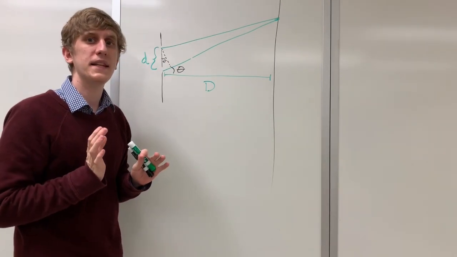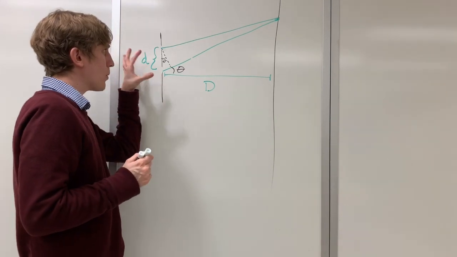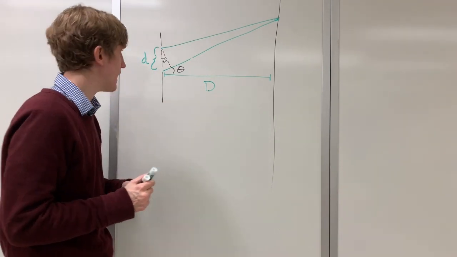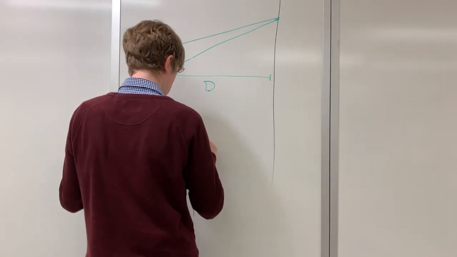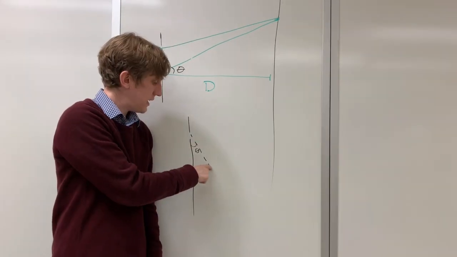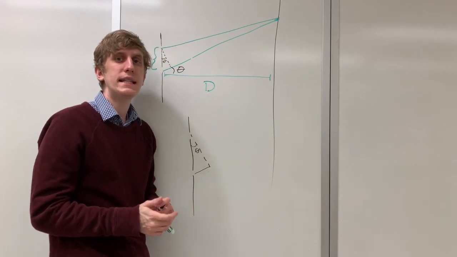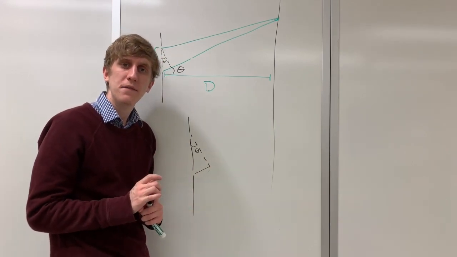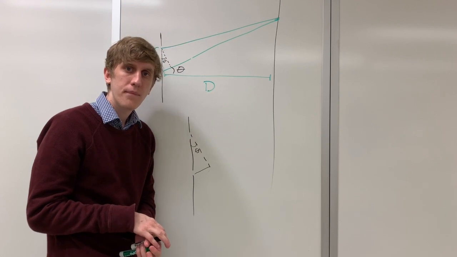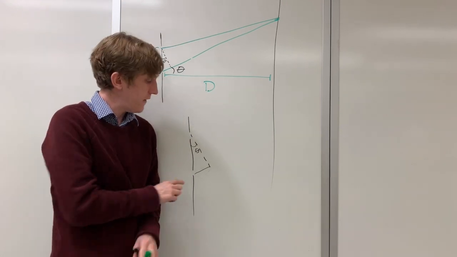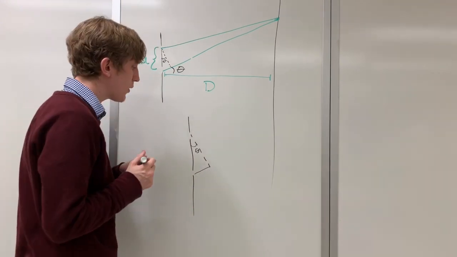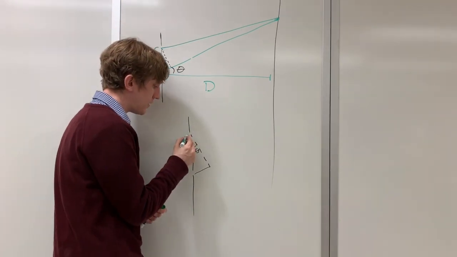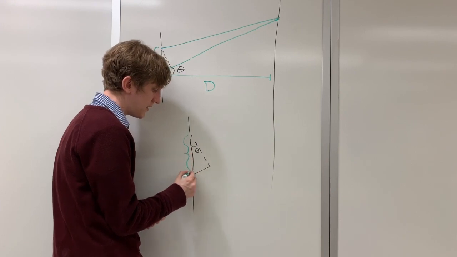There's a lot going on in this diagram, so I'm going to remove a small piece of it and draw it down here. This distance here is the difference in the distance that the individual light rays have to travel to get to the wall. We can use geometry to figure out what this distance is. Recall that we're labeling this distance between the slits as lowercase d.